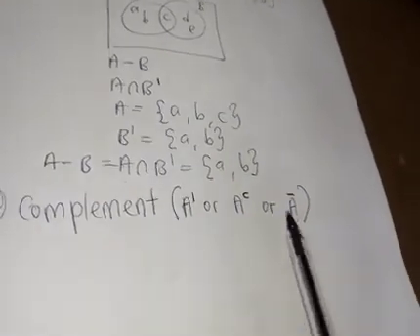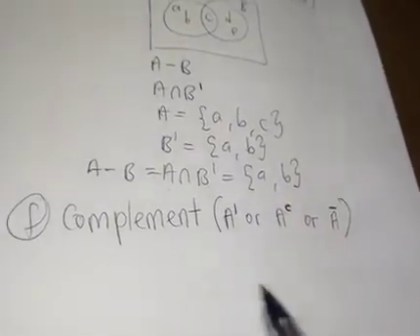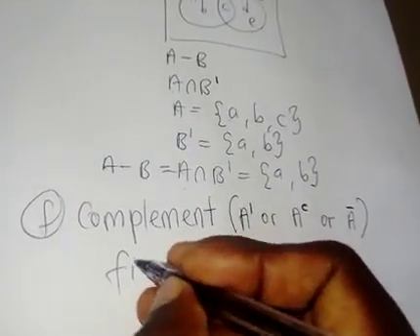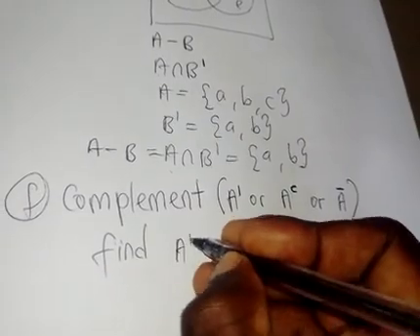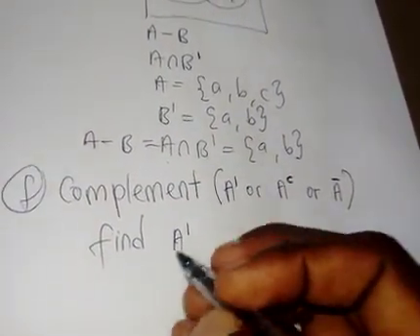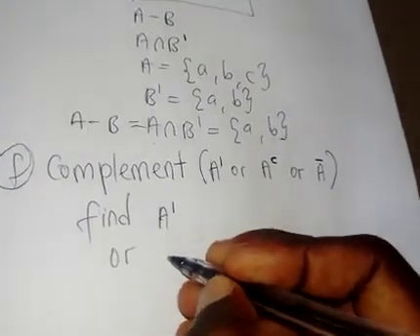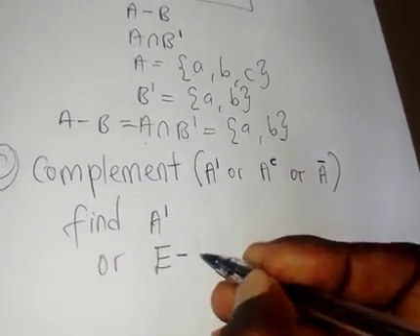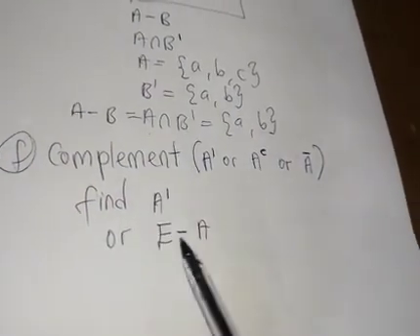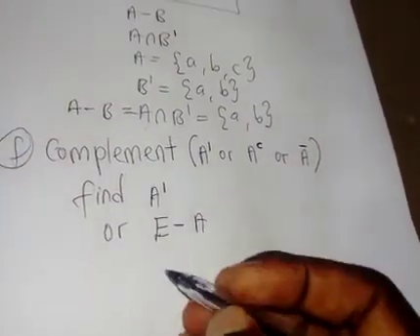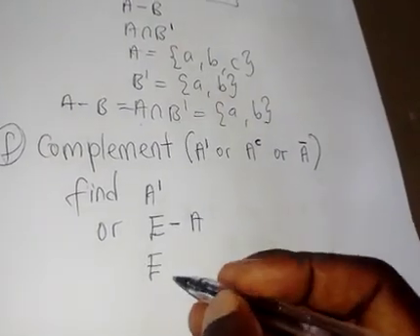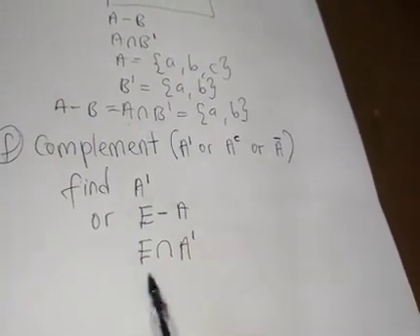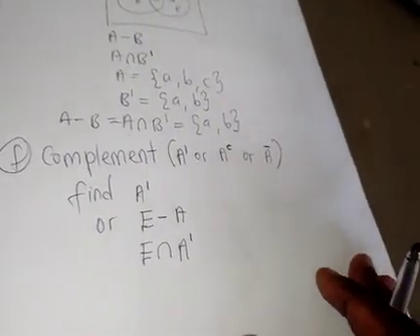And for a complement of a set, let's say you have been given sets, then we say find A complement. So finding A complement can also be represented as the universal set minus A. So A complement is also the universal set minus A, since this one can be changed to the universal set intersect A complement. That notation and this simply mean one and the same.